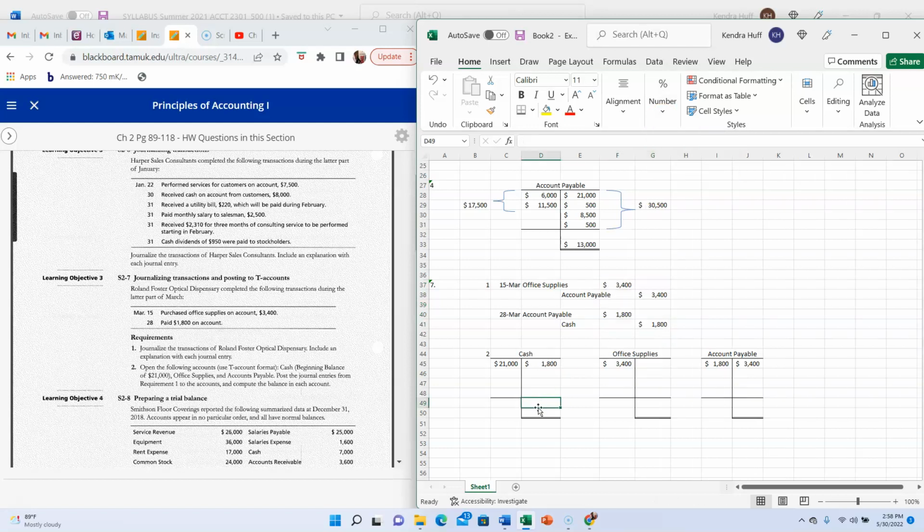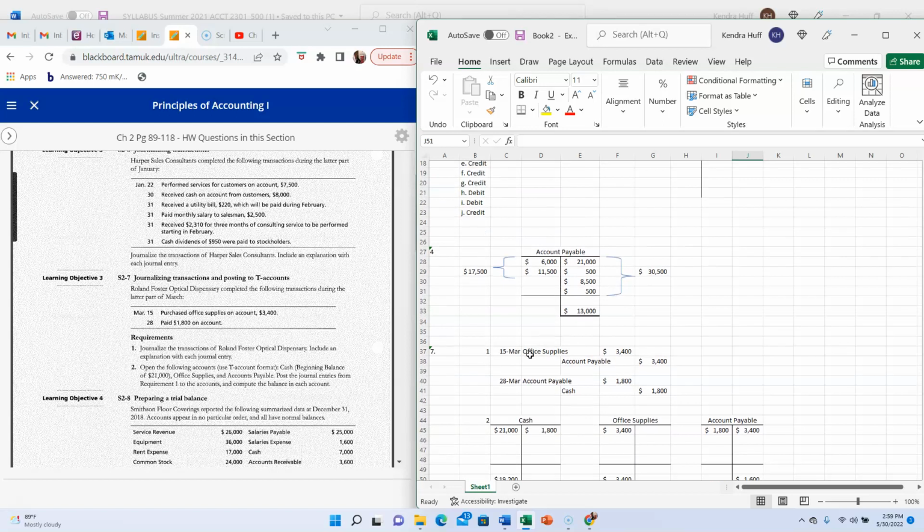All right, and then I find my new balance. So cash is an asset, has a debit balance, so I don't actually want it on that side, I want it on this side. The debit of 21 minus the credit of 1,800. Office supplies is also an asset, and there's only one number, so it's just going to carry down and be your balance. All right, accounts payable has a credit balance, so you're going to be on the credit side, equal the credit amount minus the debit.